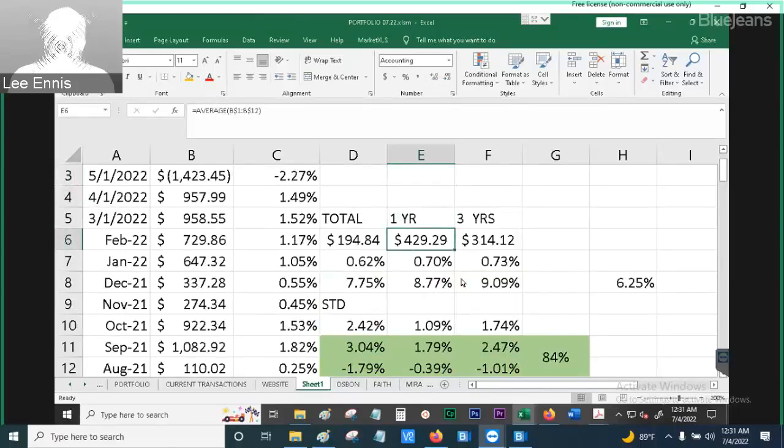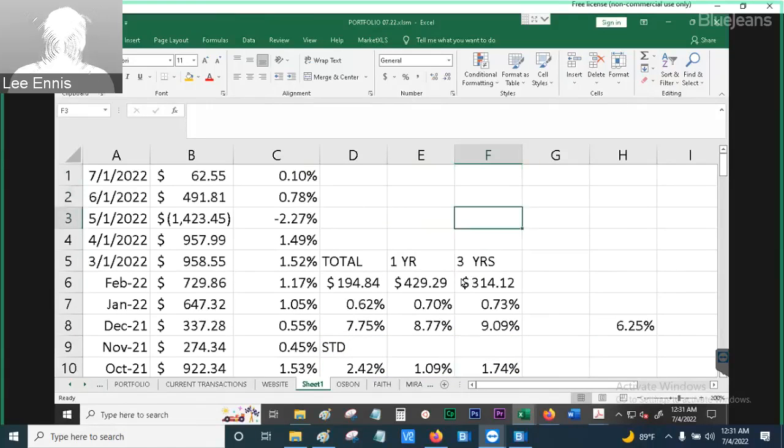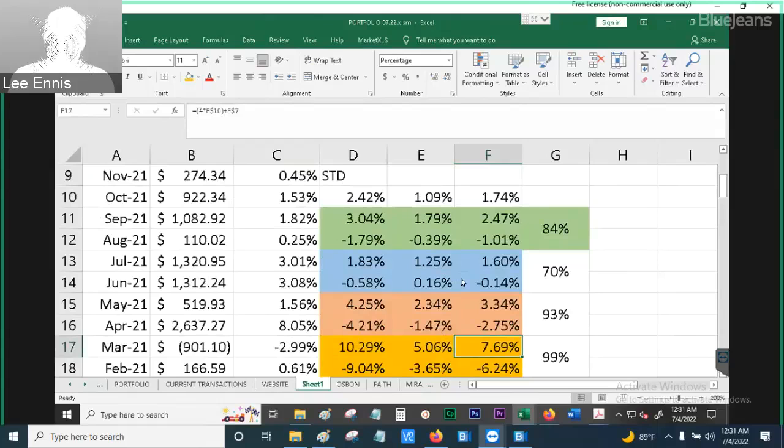Again, I'm happy with the performance of the portfolio thus far. Looking at these numbers is really cool. 200 a month. Last year, 400 a month. Last 3 years, 300 a month. It's not bad money. And so anyway, I look forward to continuing following these numbers and looking at the data, and just seeing what's happening.